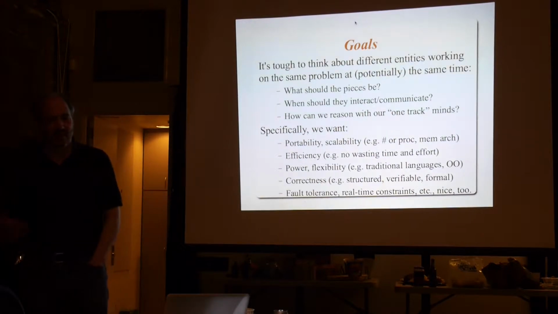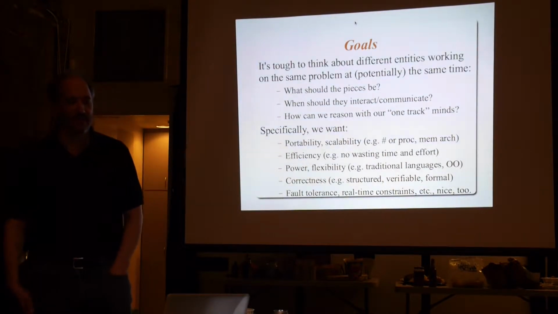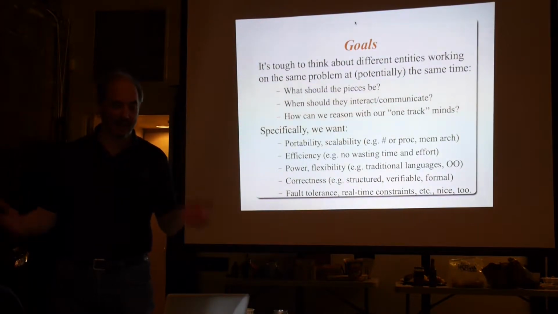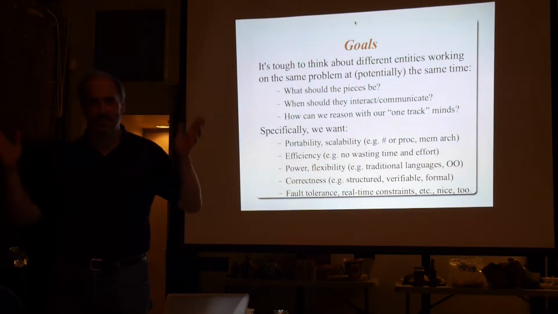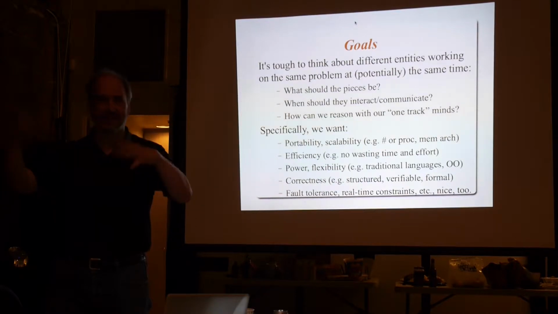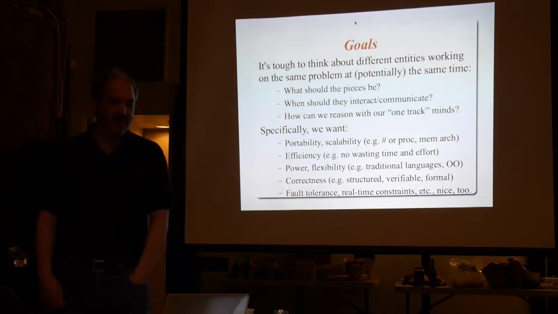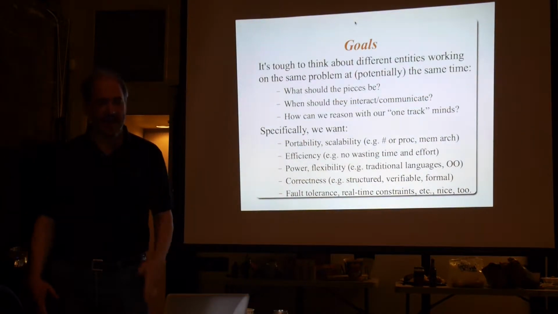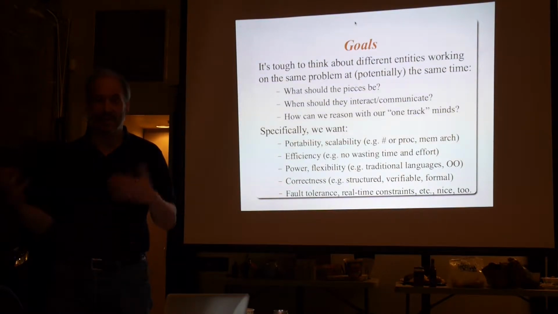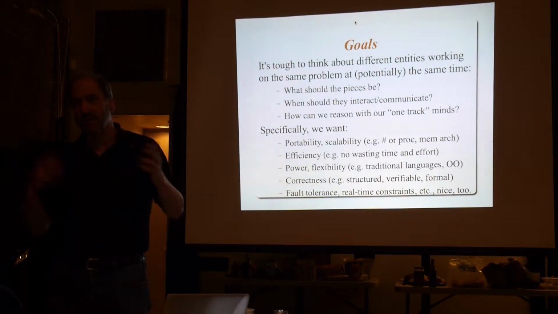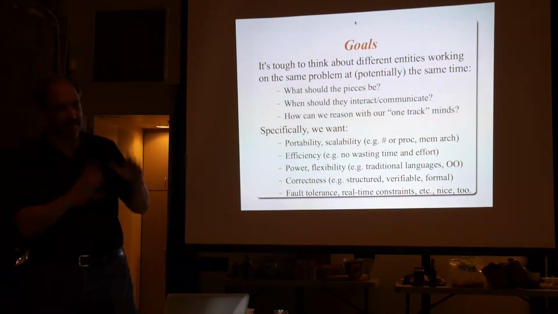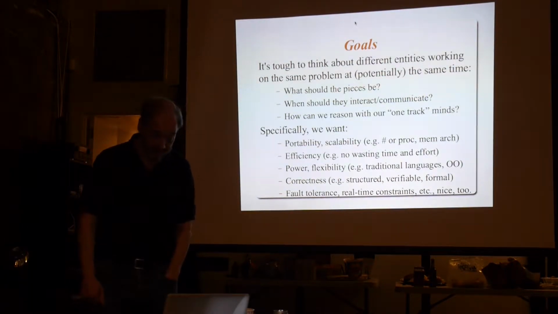Okay, the goals of ScalPL. It's really tough to think about different entities working on the same problem at the same time, for lots of reasons. I don't know how many people here have done parallel computing, so there's a couple of them. Figuring out what the different pieces should be, how they should interact, when they should interact or communicate. How do we keep track of all this stuff going on with our one-track mind, where we like to stay focused on one thing at a time?